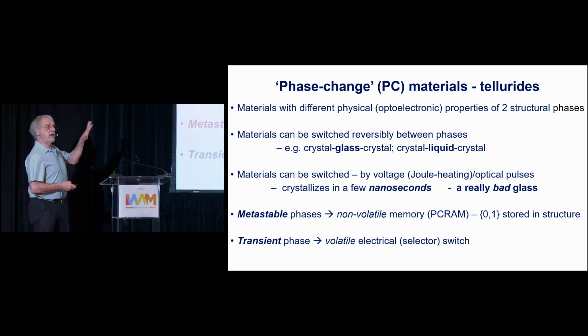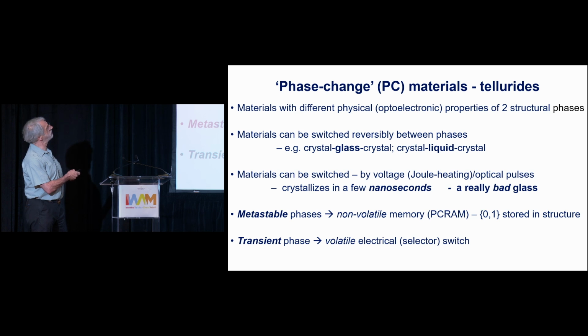So what are the characteristics of the materials I'm going to be talking about? They are materials with very different physical optoelectronic properties of the 2 structural phases. These materials can be switched reversibly between phases. So we could go from a crystal to a glass to a crystal. We could go from a crystal to a liquid to a crystal again in a sort of cyclic way.